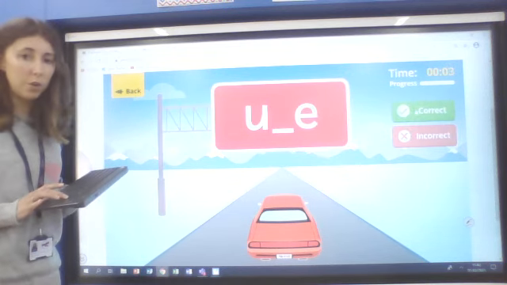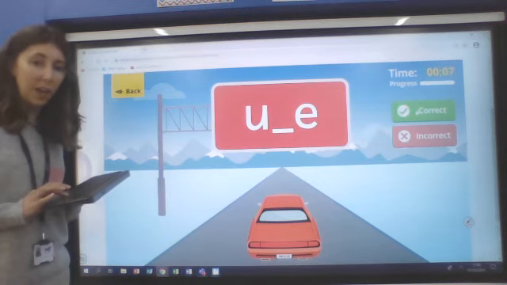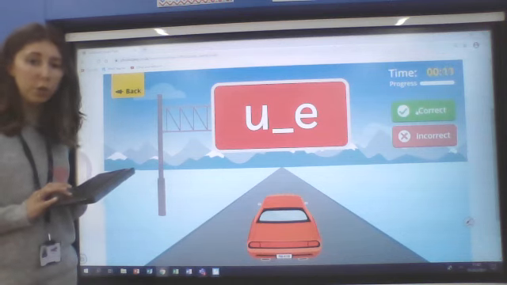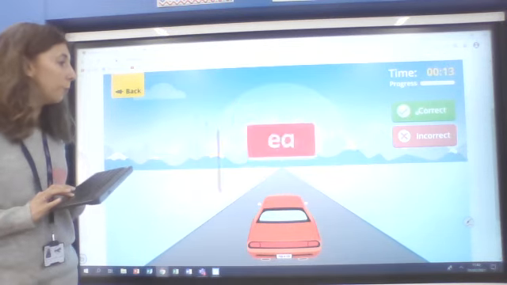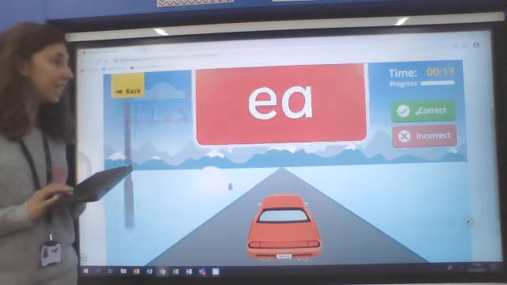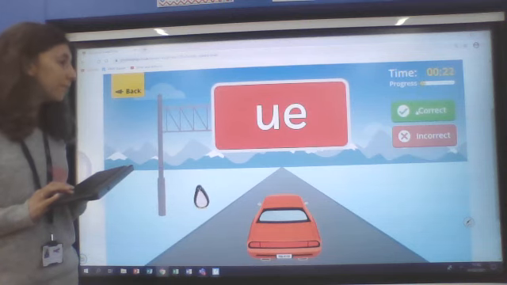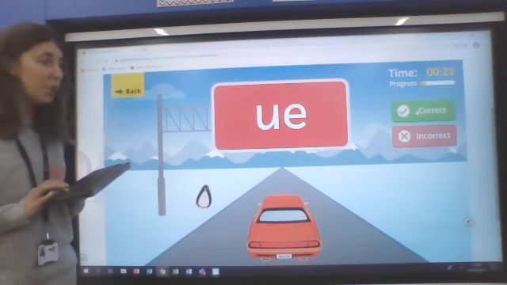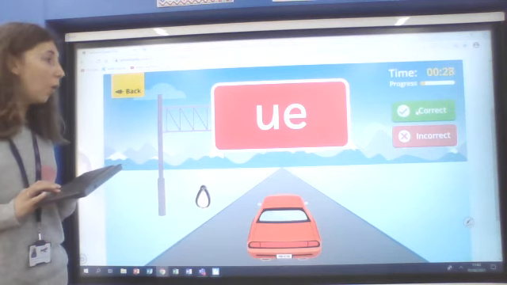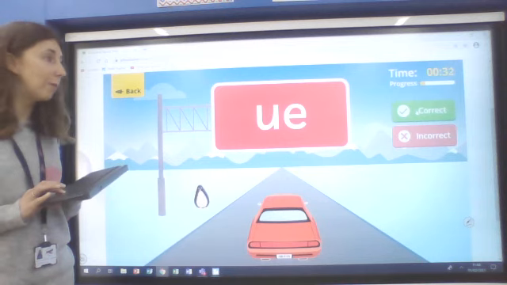Oh, remember that can make two different ones. It can make ooh, like in flute, or it can make U like in cube. Split digraph, ooh or U. E like in bead, like phonics. Again, two for that one. It's either ooh like glue, or it is U like in Q.